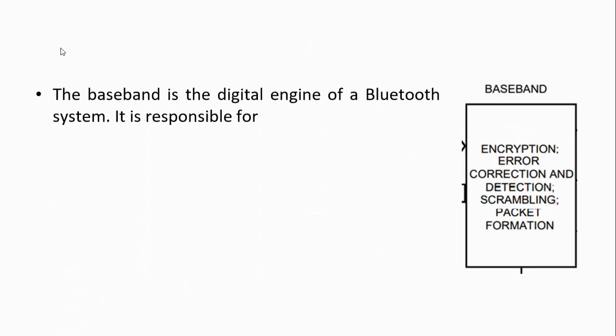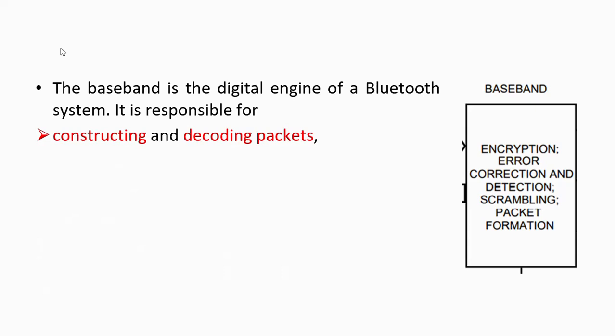Second one, the baseband. The baseband section manipulates the data and forms frames for transmission. It also controls the frequency synthesizer according to the frequency hopping protocol, establishing radio links with the other Bluetooth devices.